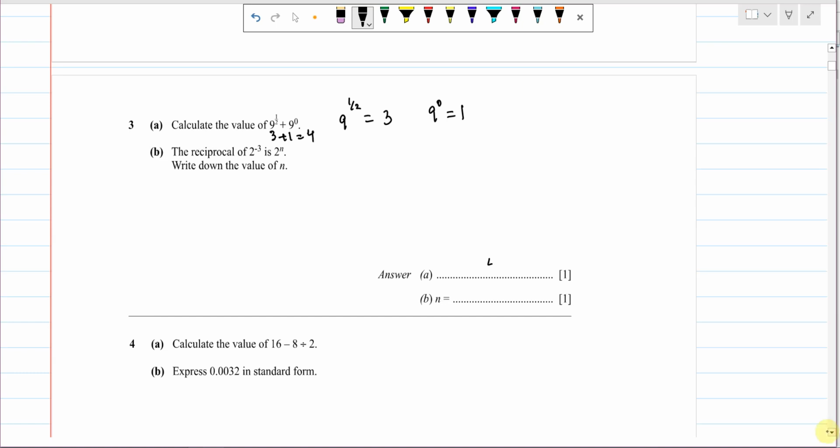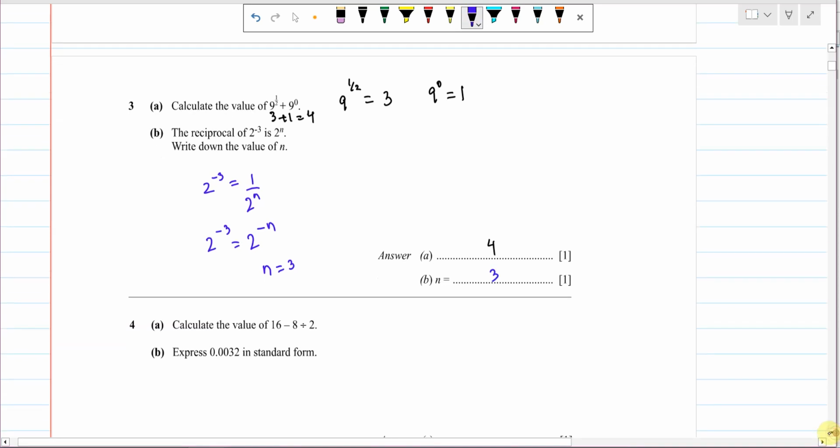So your answer for the first part will be simply 4. After that, the reciprocal of 2 power minus 3 is 2 power n. Reciprocal of 2 power minus 3 is 2 power n. So if you apply the rule of indices here, that will be 2 power minus n, and n is equal to 3. So you got your answer, n is equal to 3.